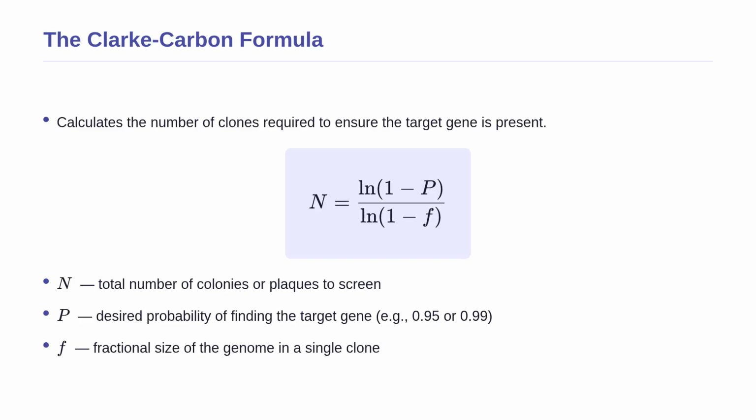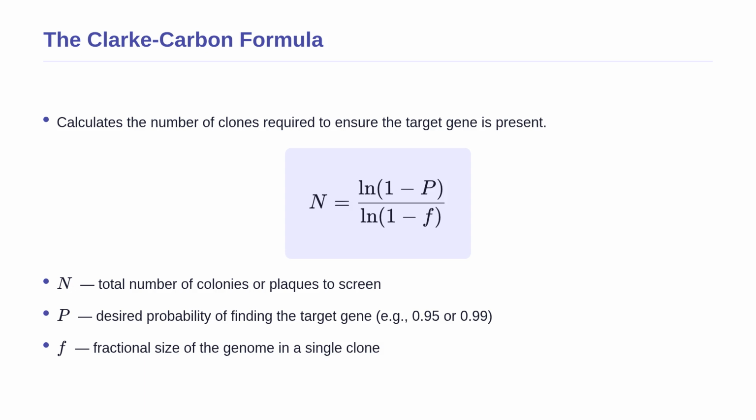Knowing how important this screening is, we face a critical logistical question. How many colonies or plaques do we actually need to screen to find our gene? To figure this out, we use a mathematical model known as the Clark-Carbon equation. Conceptually, this formula balances our desired confidence level against the size of the genetic fragments we are working with.